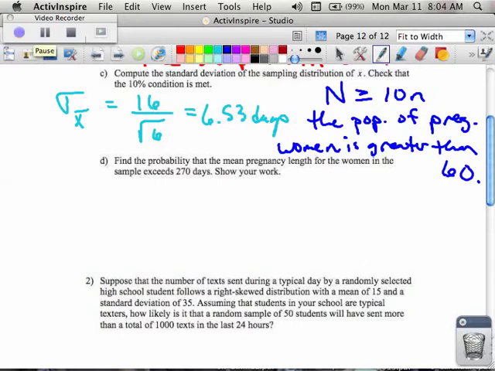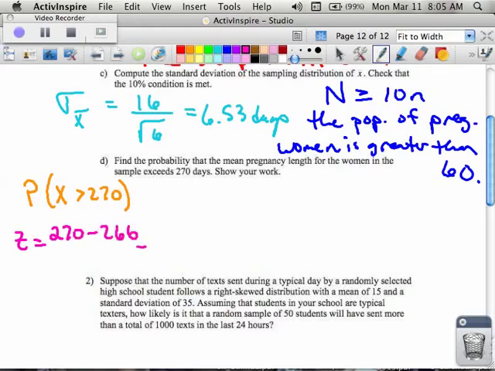Find the probability that the mean pregnancy exceeds 270. So this is kind of the same as the problem before. We are going to find a z-score for this. So for our z-score, we take 270 minus 266 divided by our standard deviation of 6.53. And I get somewhere around 0.61.